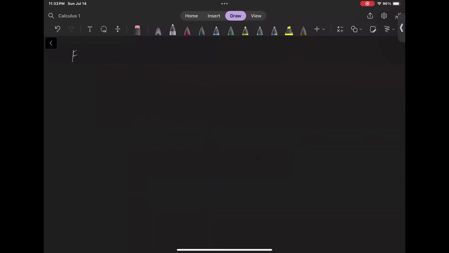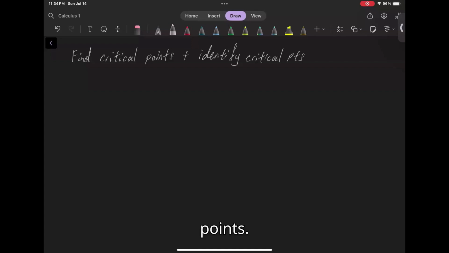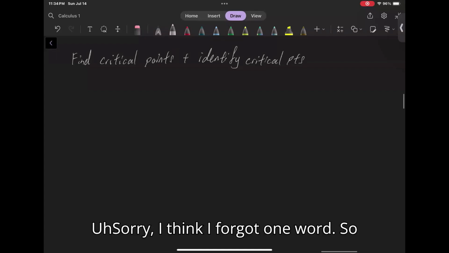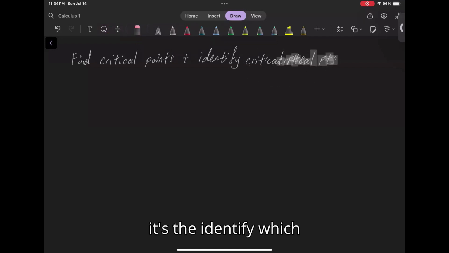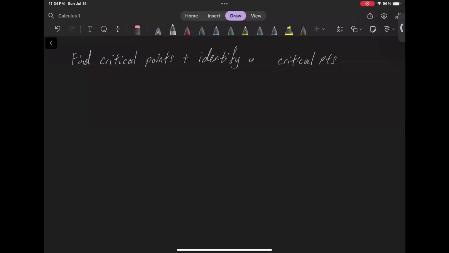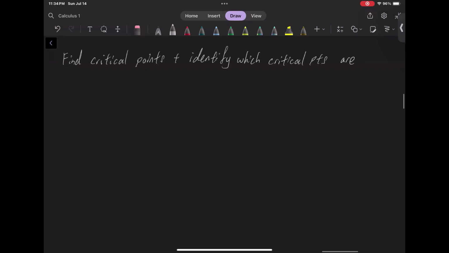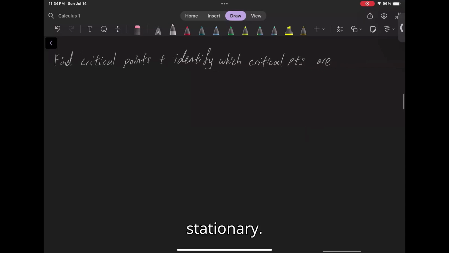Okay, now, one example: find critical points. Sorry, I think I forgot one word. So it's identify which critical points are stationary.